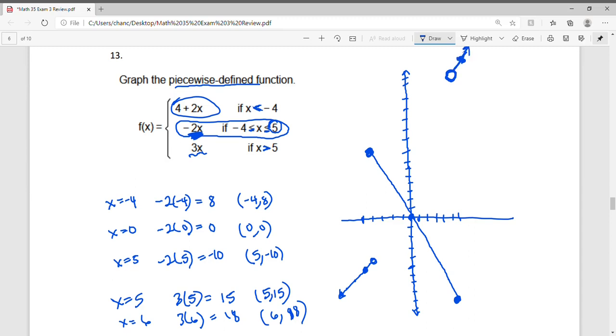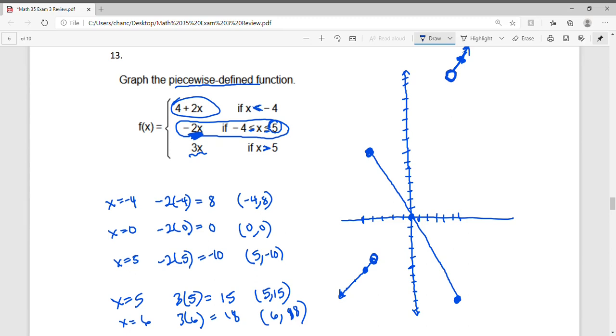So this is a rough sketch of our graph. We have the equation 4 plus 2x for values of x that are less than -4. There's an open circle here. And then it makes a jump. We have a solid line, -2x from -4 to 5. And then we have another jump here. And this is the equation 3x for x greater than 5.